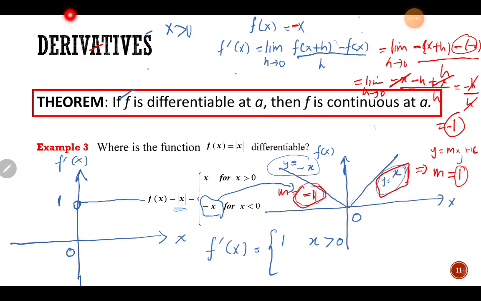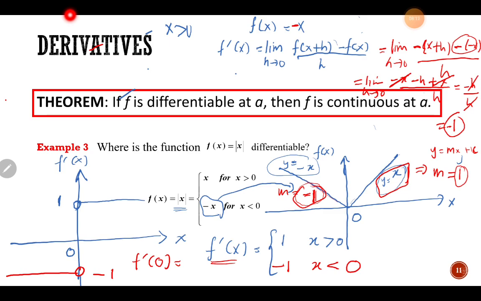Kita dapat negative 1. Samalah dengan slope yang you tengok daripada this graph straight away. So maknanya kat sini, f prime x is equals to negative 1 for x less than 0. So again, less than 0. It does not include 0. So nampak? So, from this graph, what shall we conclude for the value f prime 0?